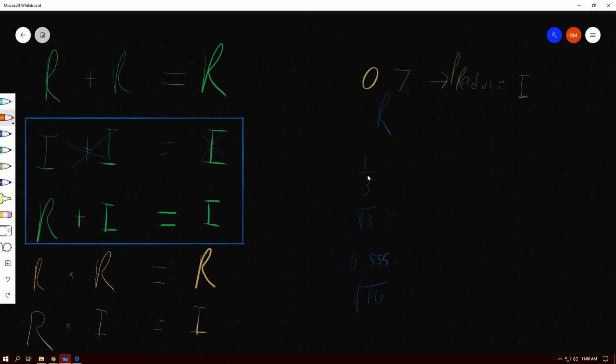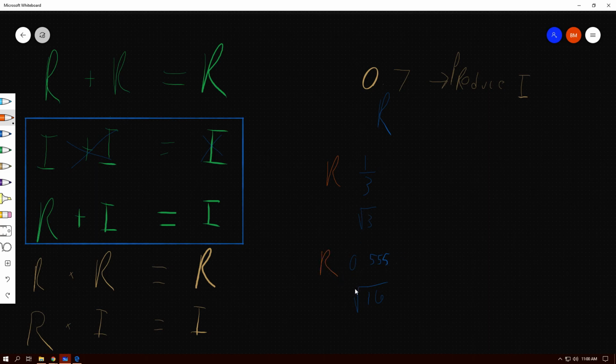1/3. Is it rational or irrational? Well, is it an integer? No. Is it a fraction? Yes. So it's rational. Square root of 3 we'll come back to. 0.555. Well, is it rational or irrational? Is it an integer? No. Is it a fraction? No. Is it a terminating decimal? No. Is it a repeating decimal? Well, yes, it is. That makes it rational.